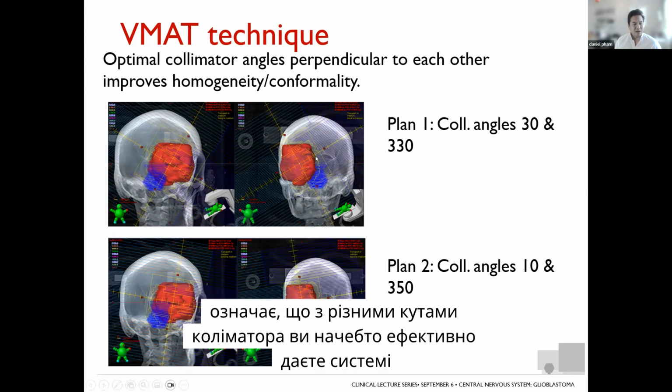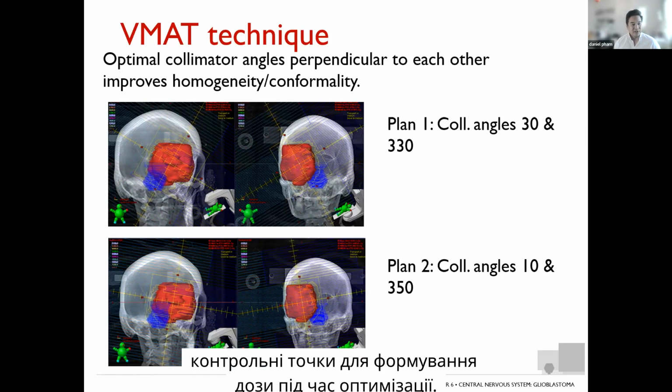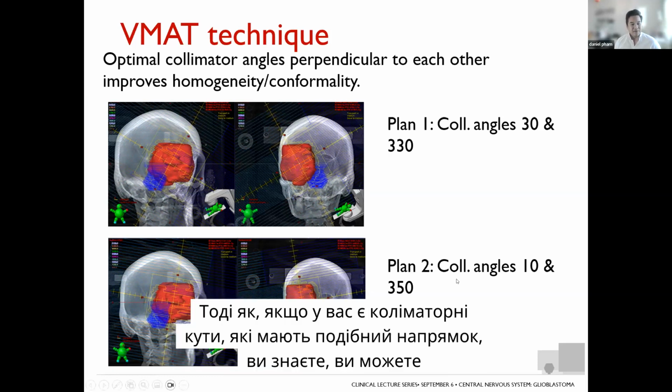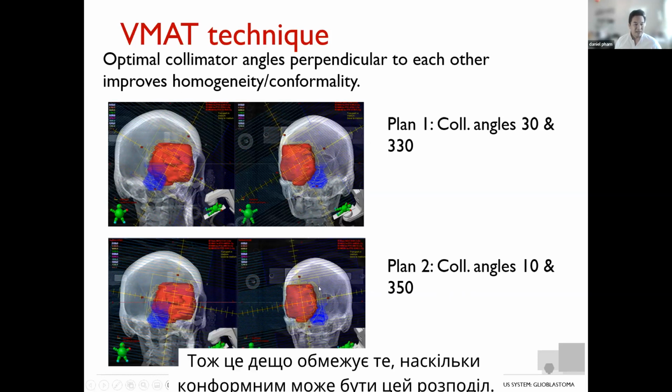With different collimator angles, you are effectively allowing the system more freedom, or control points, to shape the dose during the optimization. Whereas if you have collimator angles that are similar in direction, the MLCs can only move in any particular plane, so it limits how conformal the dose distribution can be.